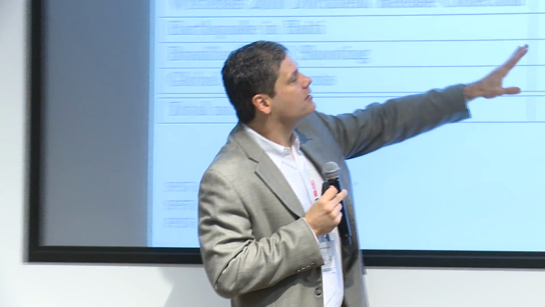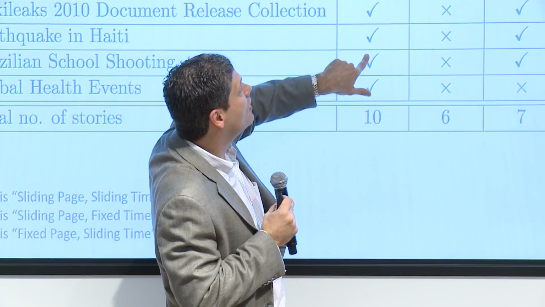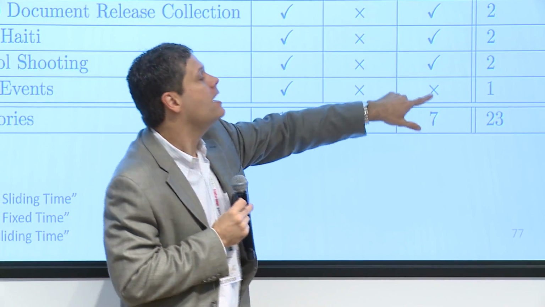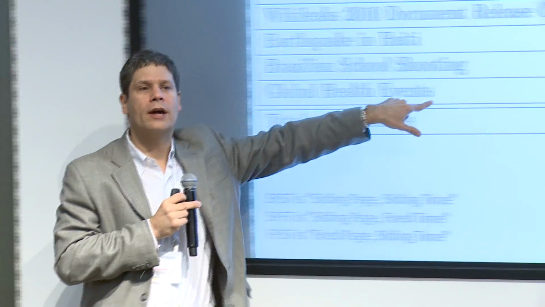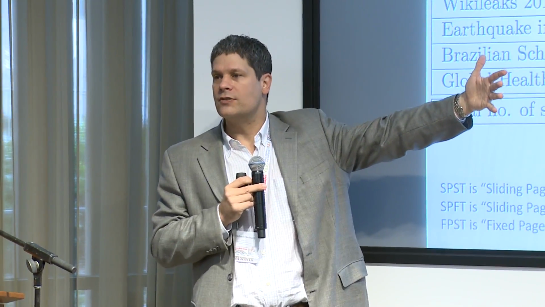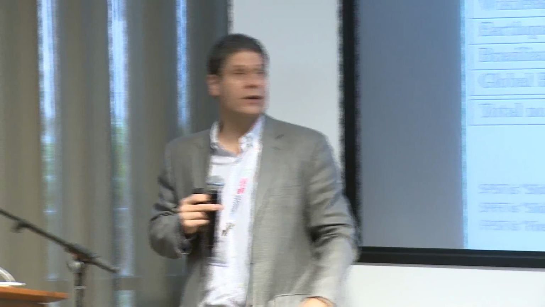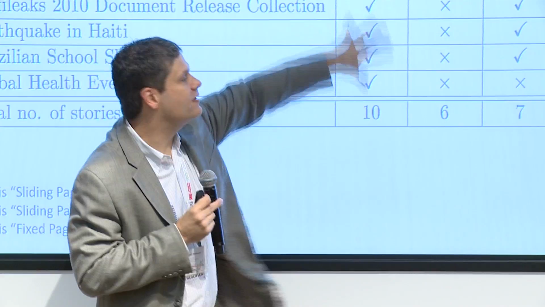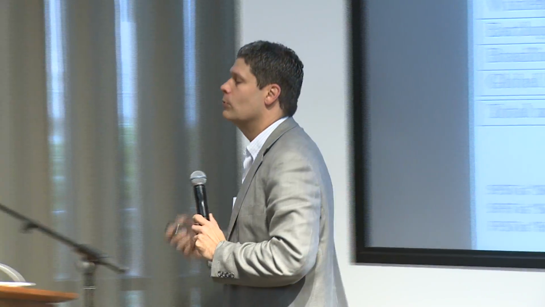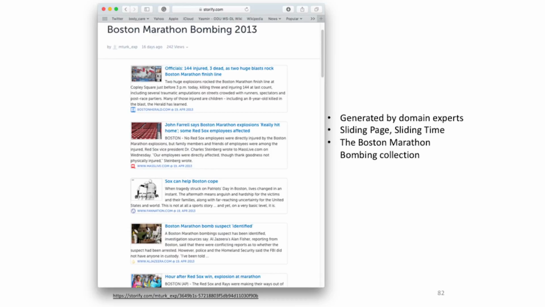And then we have different kinds of stories. This is sliding page, sliding time, fixed page, sliding time. Now, for some collections, we only got certain kinds of stories, so it's not a full 30 stories. But intuitively, this is the most interesting kind of story that we want to examine. So here is a page generated for the Boston Marathon bombing by the experts. And this looks good, and we have the good favicons and the good titles and so forth.